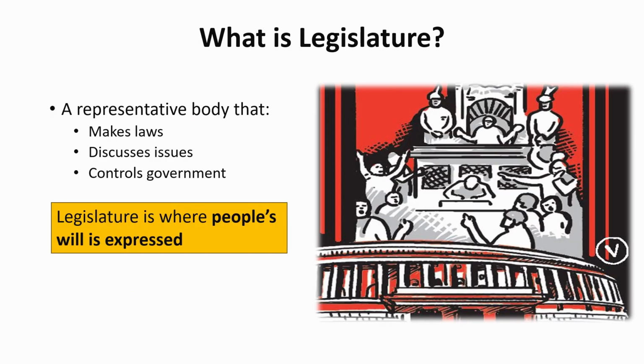Now what is legislature? So the legislature is a group of people who are elected by citizens to make decisions on their behalf. In simple words, it is the law-making body of the country. But its role is not limited to making laws. It also discusses important issues, represents different sections of society, and keeps a check on the government. So you can think of the legislature as the voice of the people inside the government. It is where people's will is expressed.